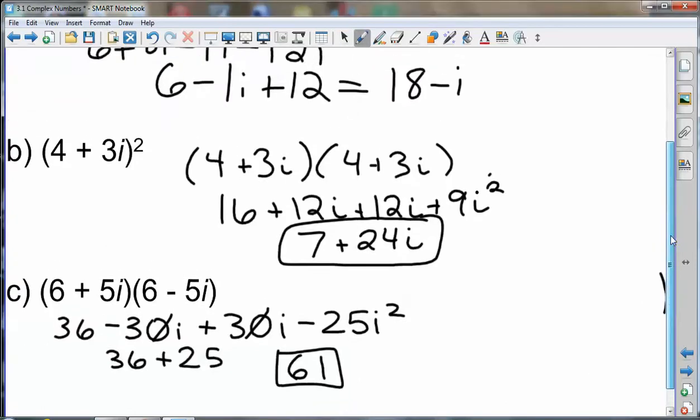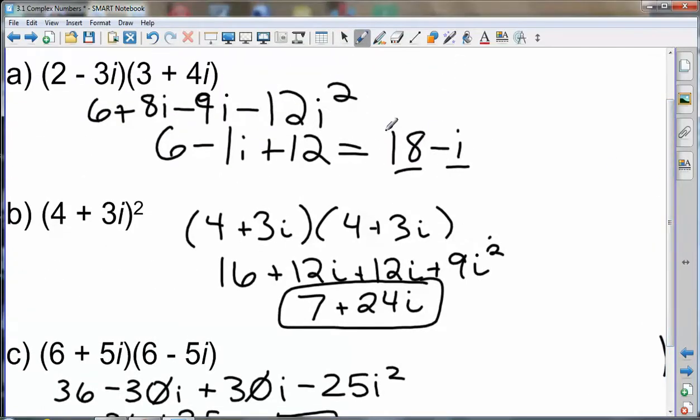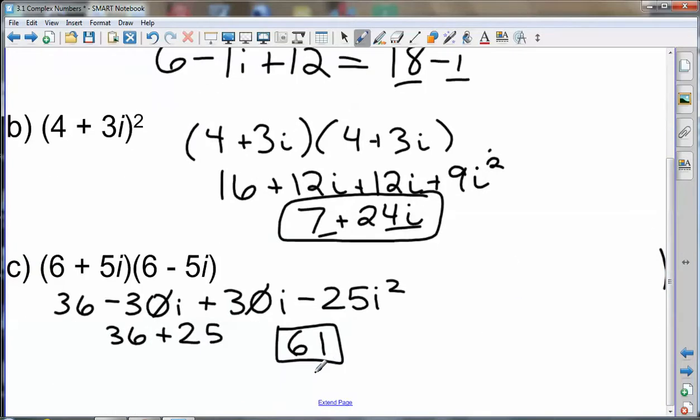On B, when we multiplied, we got two terms: a real plus an imaginary. On C, we just got a real answer. Why? What made the imaginary part cancel?